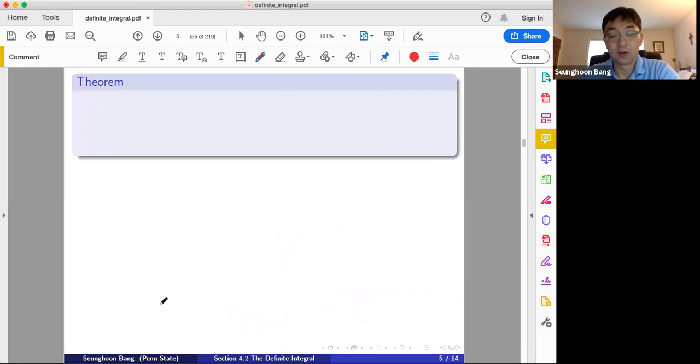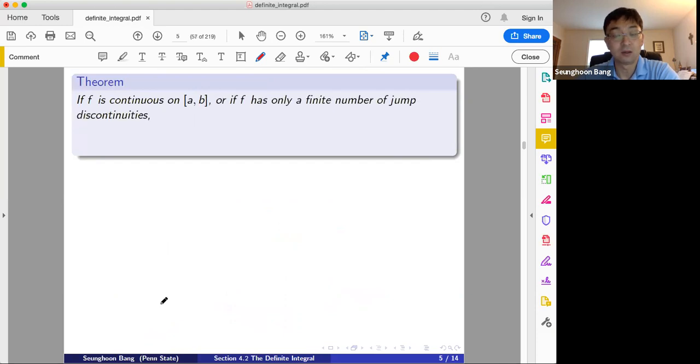So we have one theorem. If the function f is continuous on the closed interval [a, b], or if f has only a finite number of jump discontinuities, then f is integrable on [a, b]. That is, the definite integral from a to b of f of x dx exists.